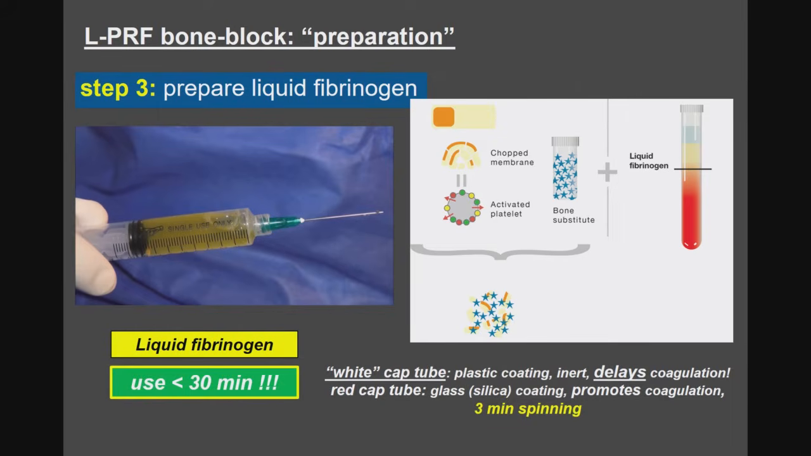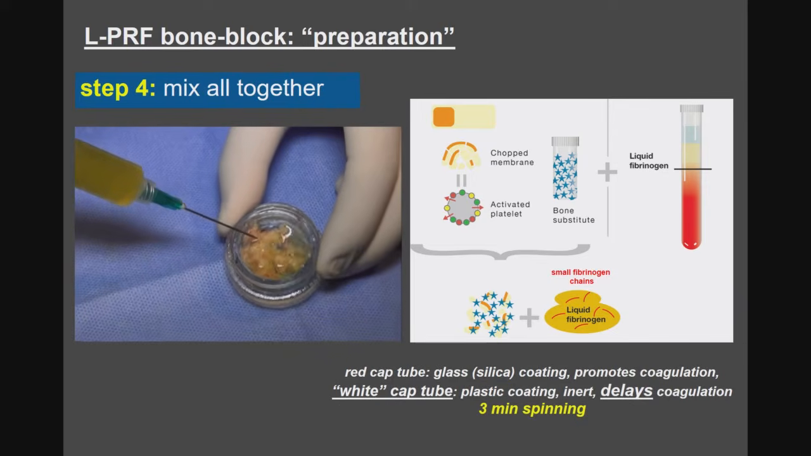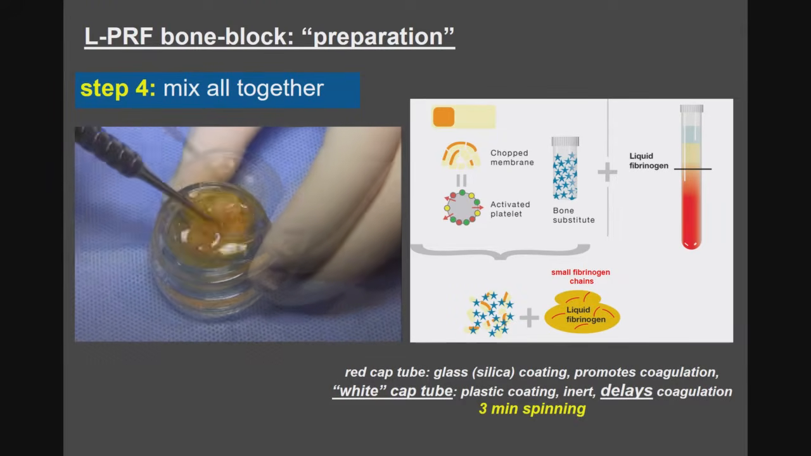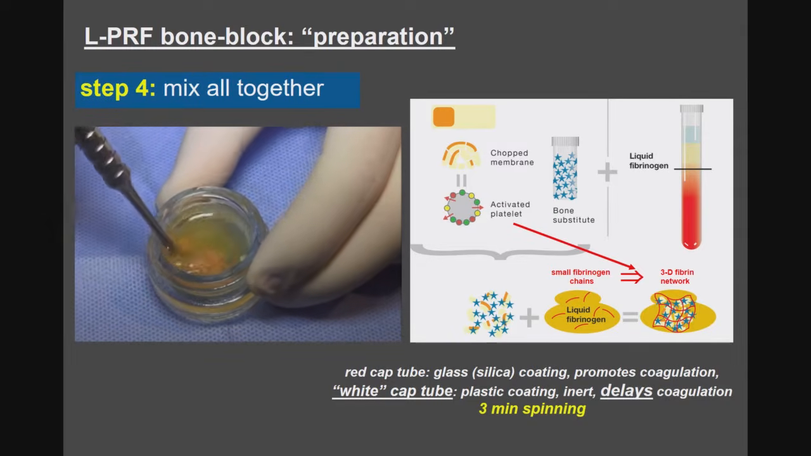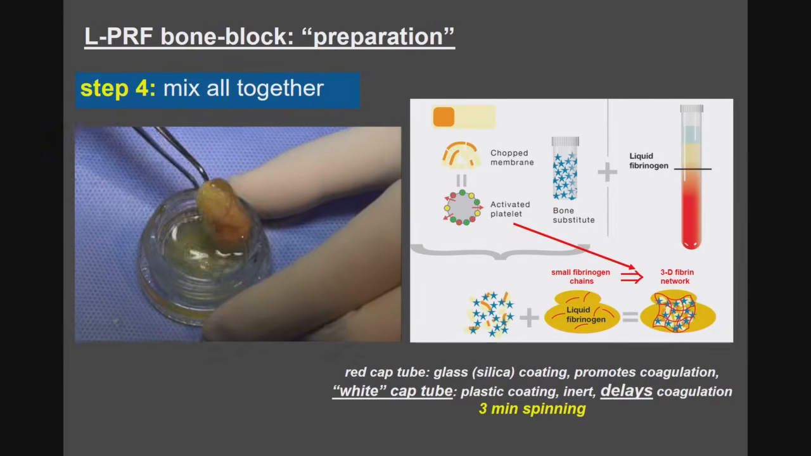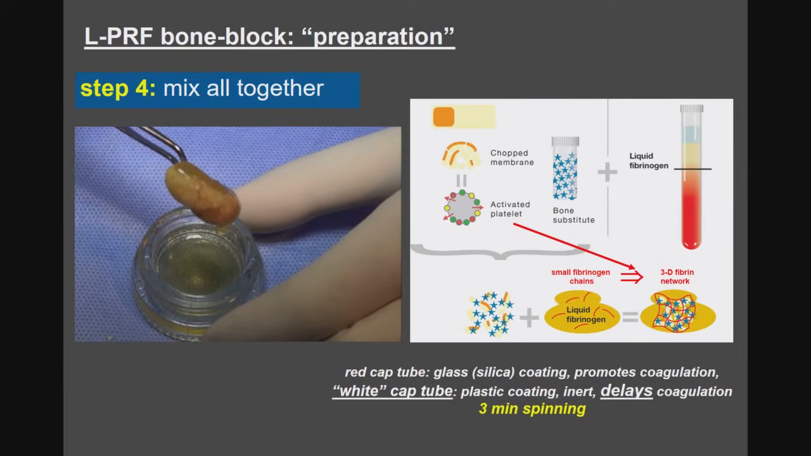And now we have another small problem. This liquid fibrinogen can be used for the next 30 minutes only, so you have to speed up your work a little bit. But once you have made these LPRF bone blocks, they can easily be stored for several hours. Here you see how we add the liquid to our mixture. And what do we get? The activated blood platelets will convert the small fibrinogen chains into a beautiful 3D fibrin network. And we get something like a block.